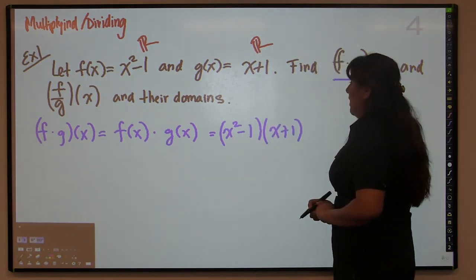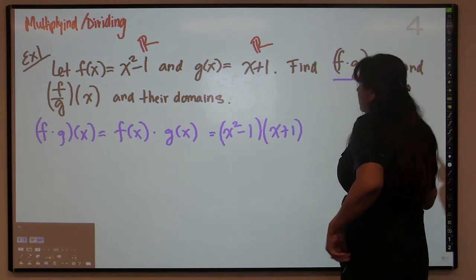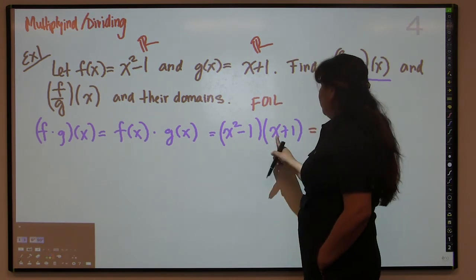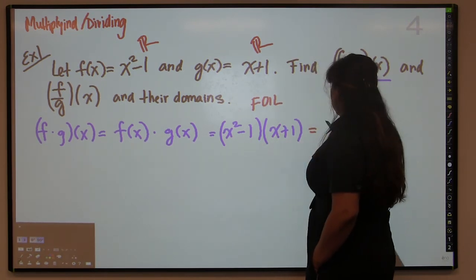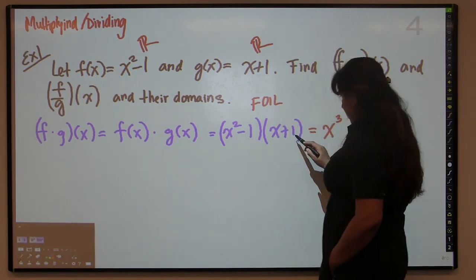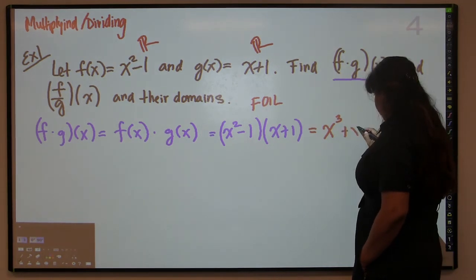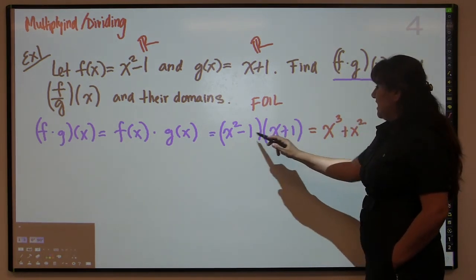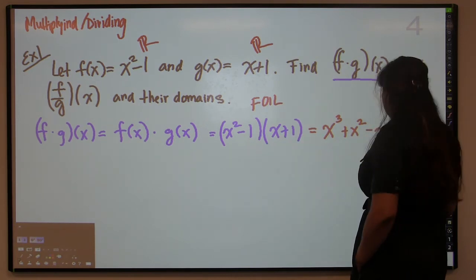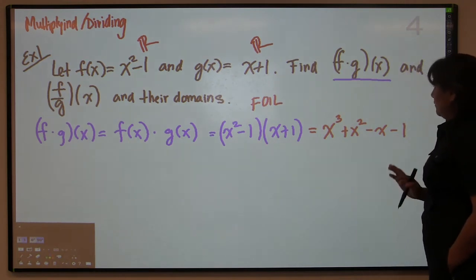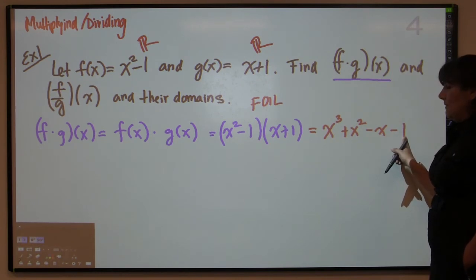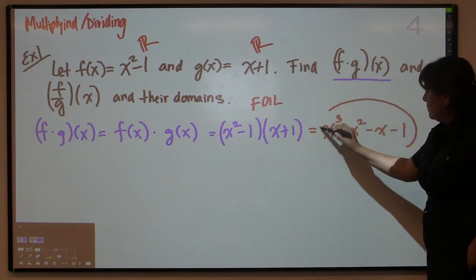All right, so now we're going to use some FOIL to multiply all this out and simplify it. First times first is x squared times x, which is x cubed. The O is for outside, so outside times outside is x squared times 1, which is x squared. Inside is x times negative 1, which is negative x. And last times last is negative 1 times positive 1, which is negative 1. And so this is going to be my product, and as I can look here, none of these terms have any like terms involved. So this is my final answer.